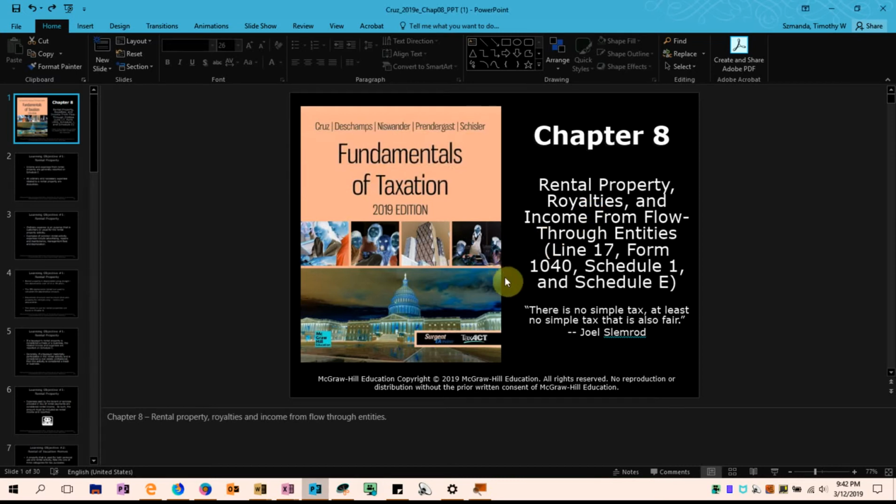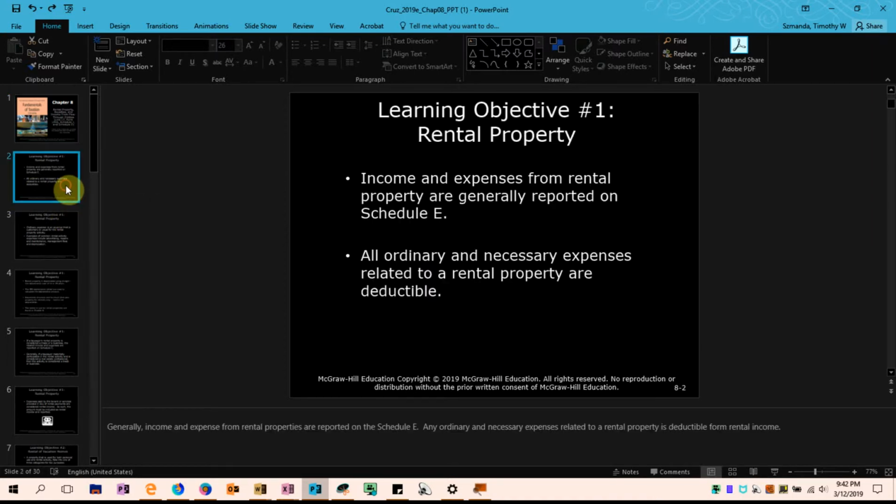In this chapter, we'll be going through rental property income and royalty income, and we'll be demonstrating some examples of rental income and pass-through income in some Excel problems I have set up. So a good portion of this chapter does deal with rental income and how it's handled.